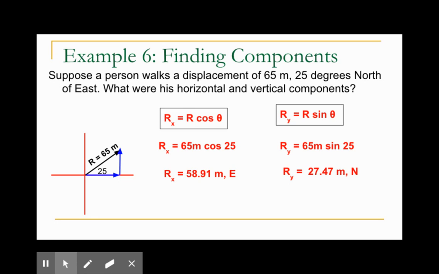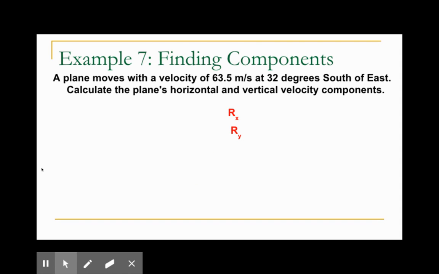Good. So if we move our vector into a different quadrant, what do you think will change? Just the directions. Just the direction, right? So if we were to move this vector 65 meters and we were to go south of east, the only thing that would change is the direction in the x, right? So if we move quadrants, only the direction will change. Good. All right, let's try one like that.